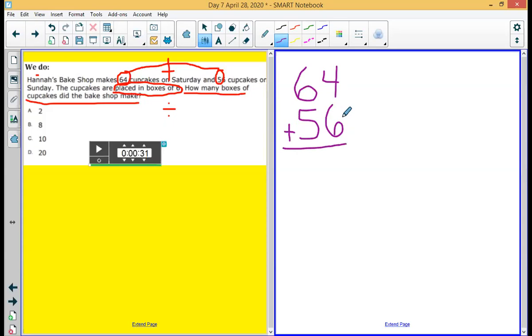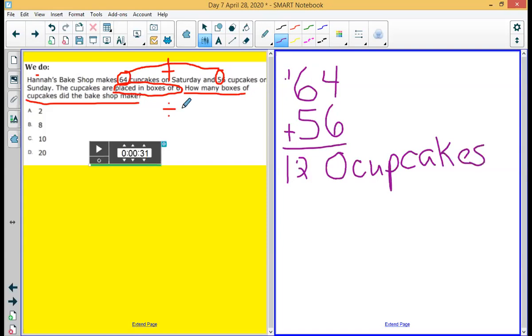All right, so let's add. I know that 4 plus 6 gives me 10. Put down my 0 and carry my 1 over here. I know that 6 plus 5 gives me 11, plus 1 more gives me 12. So that gives me a total of 120 cupcakes.